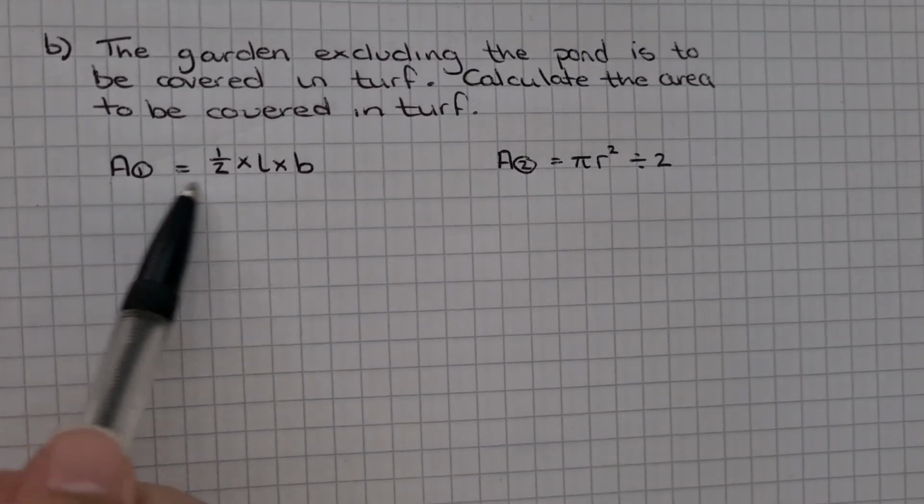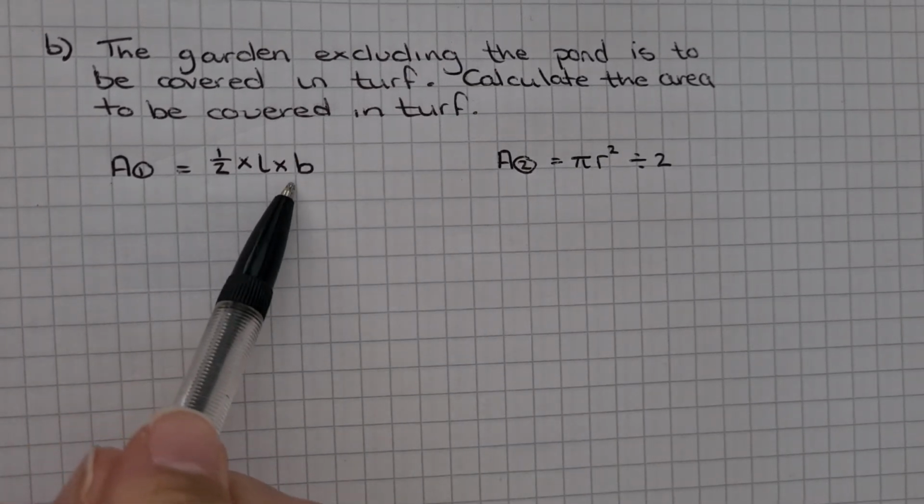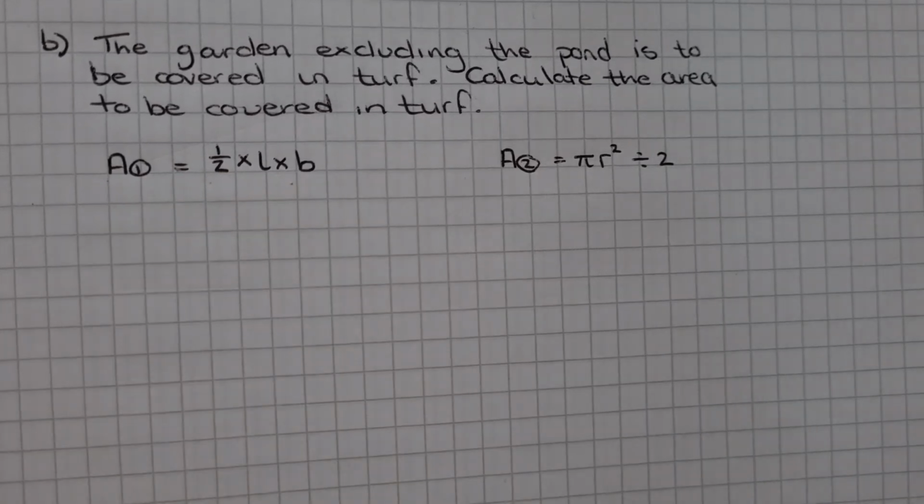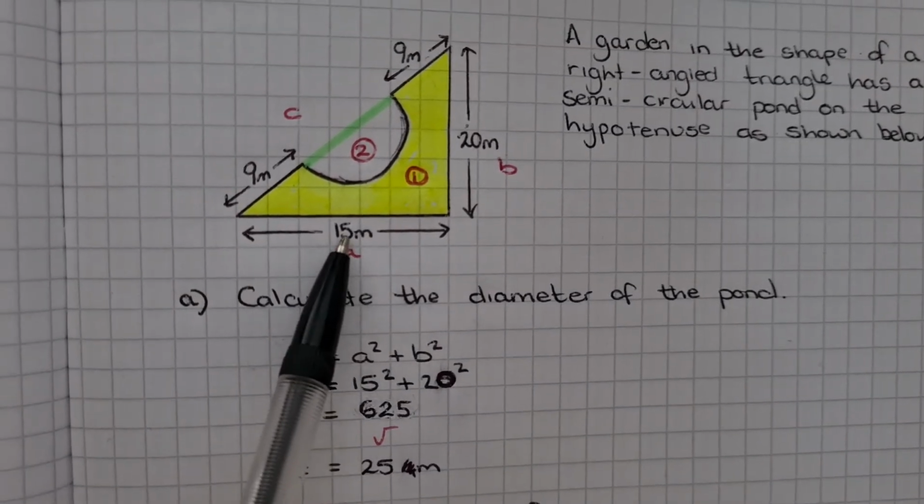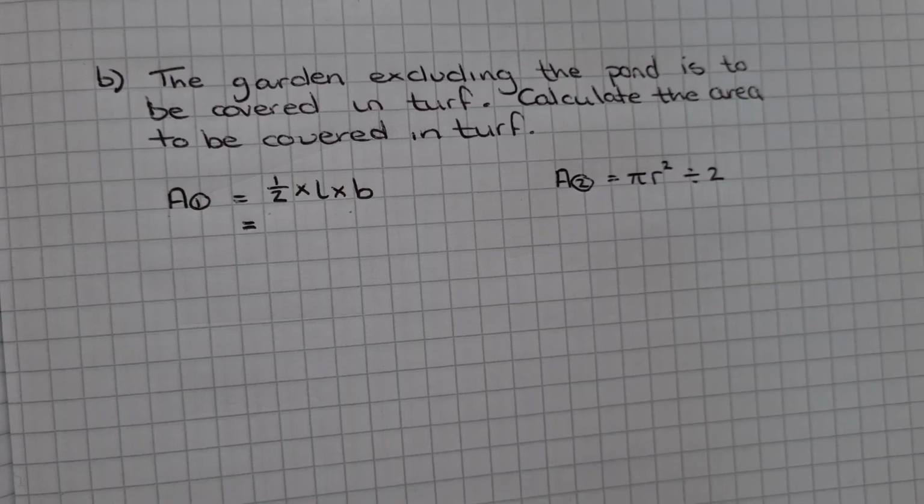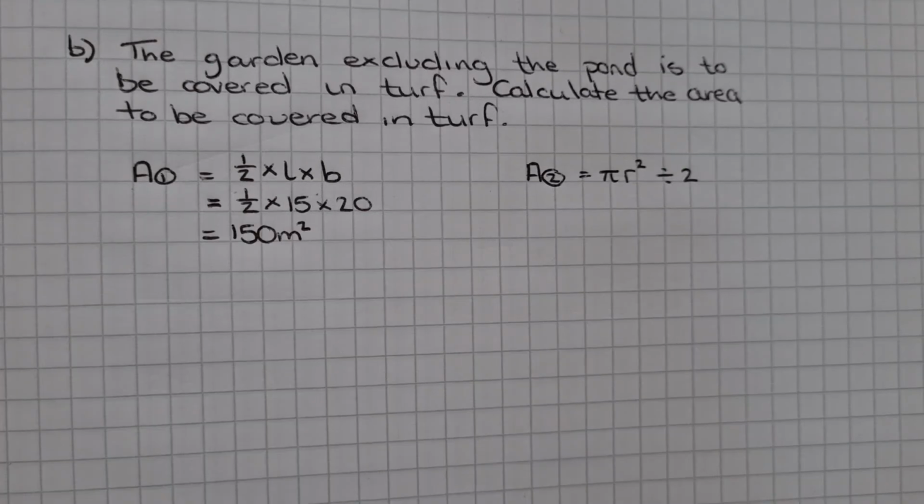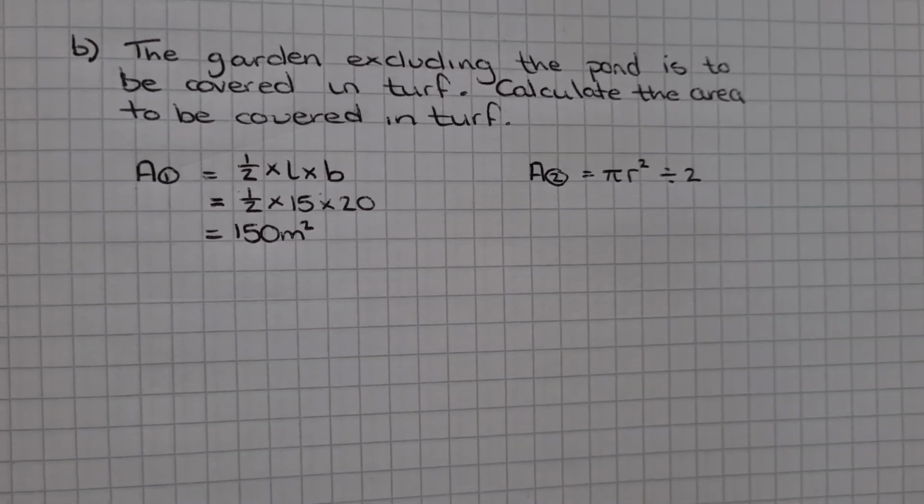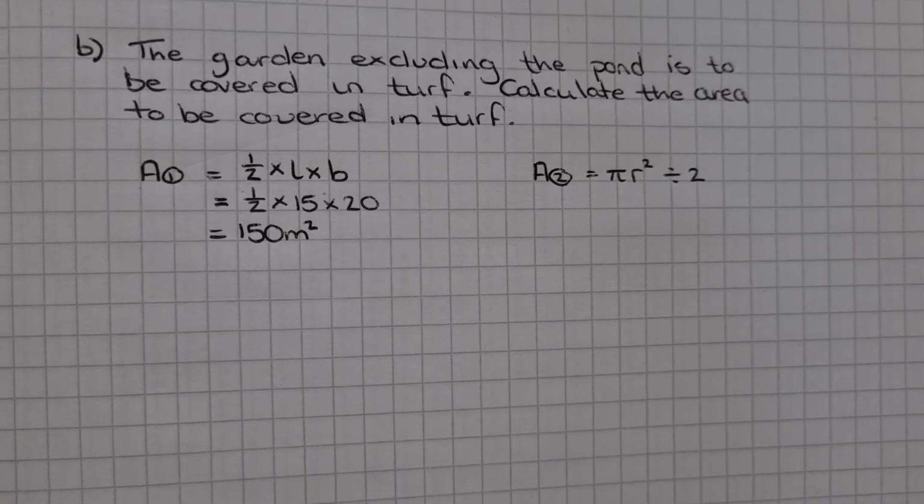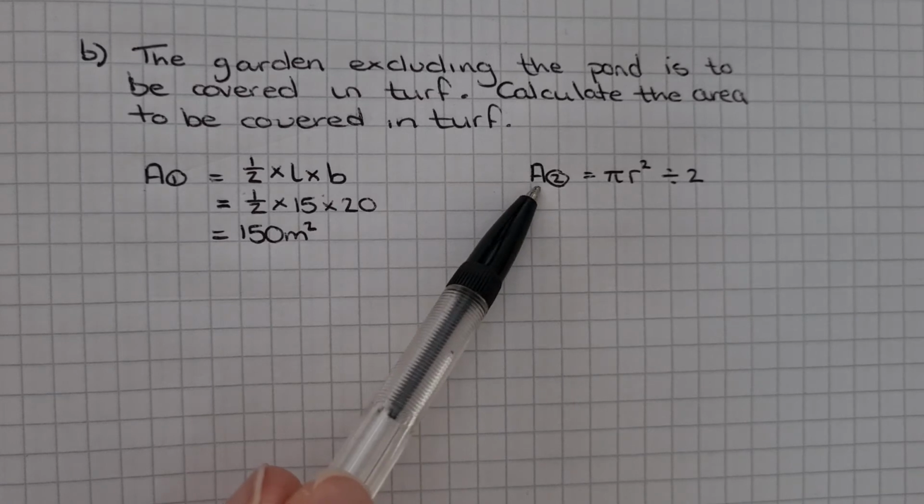So I'm going to write down the formula for calculating the area of a triangle. So half times L times B. The length and breadth are 15 and 20. So on the next line I'm going to put half times 15 times 20, which is 150 metres squared. So that's the area as if it was a full triangle with no pond.